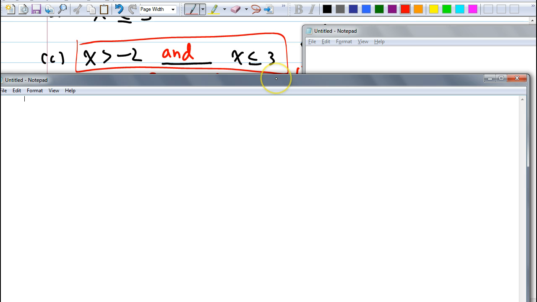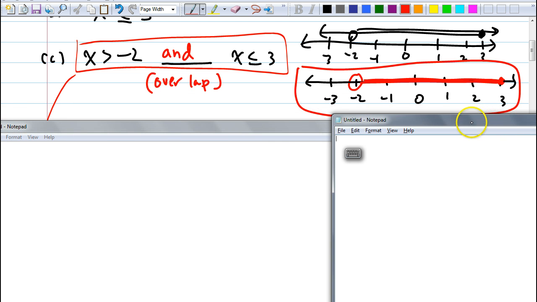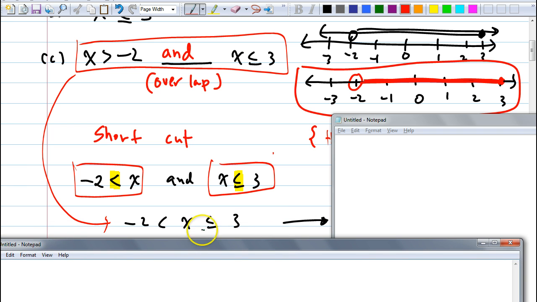What do you think? Do you guys remember this? We did this from the very beginning. Remember we had x greater than -2 and x less than 3? Remember this was a shortcut of what? We got this graph and so on. Remember we said this was a shortcut of? We could write this as a shortcut as x between -2 and 3 like this.